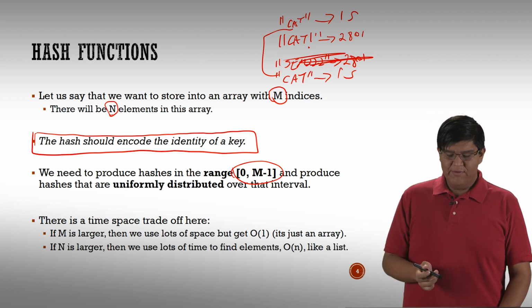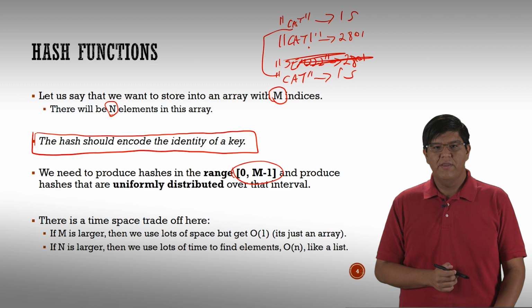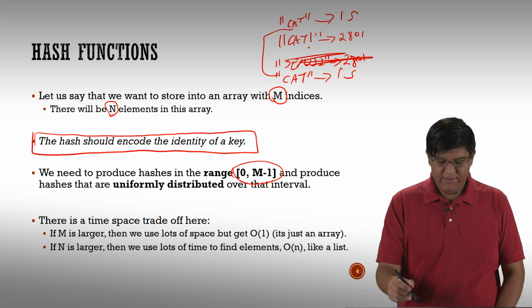Our second note is we want to produce hashes that are uniformly distributed. So somehow what we're saying is we have this interval here.